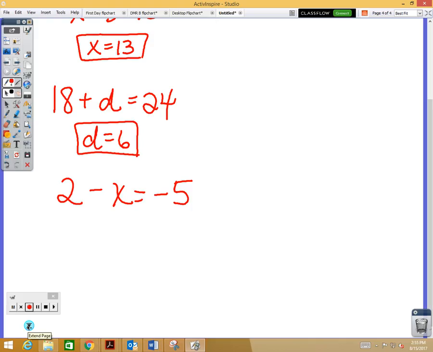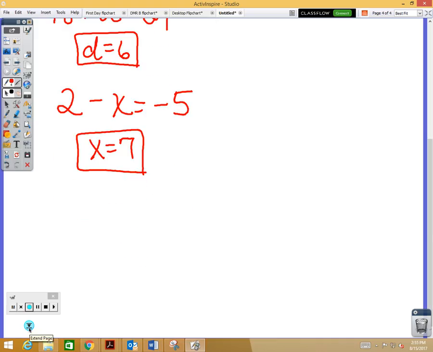Negative 7 or 7? If we put a negative 7 in here, minus a negative 7 would make it plus 7, right? So just 7, right? X equals 7. 2 minus 7 is negative 5. That was a tough one.